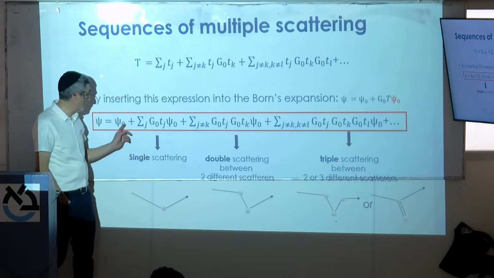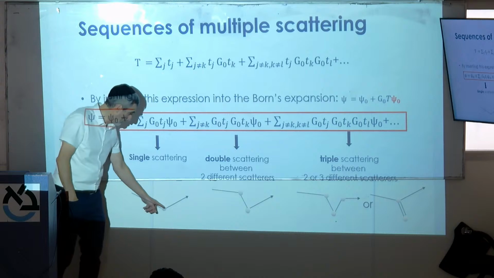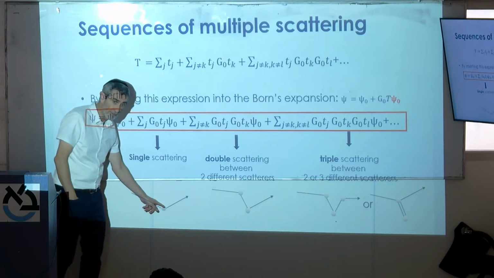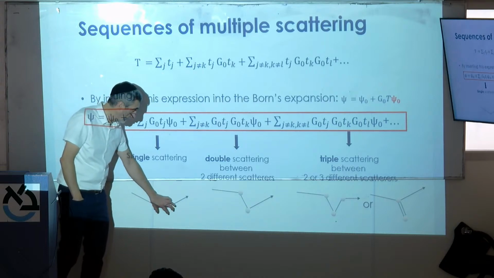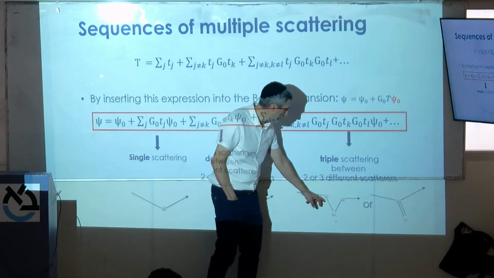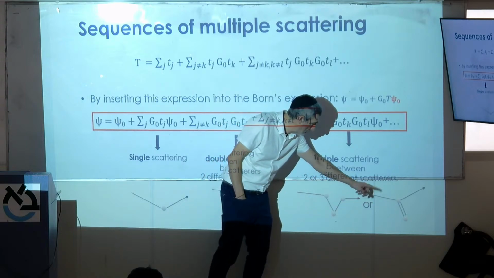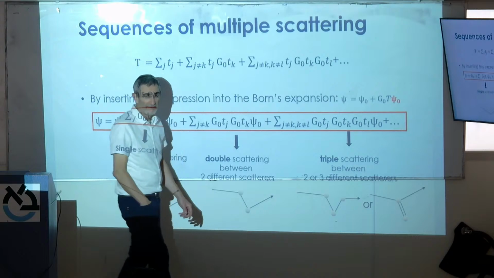No, actually it's an expansion here. Okay, so you can have multiple scattering inside the particle itself. But this is scattering by one particle. This is by two. This is by three. Actually, you can have two combinations. You can have three particles, or you can have two, but you go back and forth on the same particles.